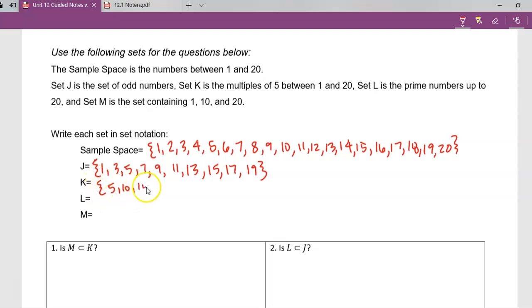So 5, 10, 15, and 20. L is a set of prime numbers. So let's look at which ones of these are prime. Remember, prime numbers are only divisible by 1 and itself, and 1 is not considered a prime number.